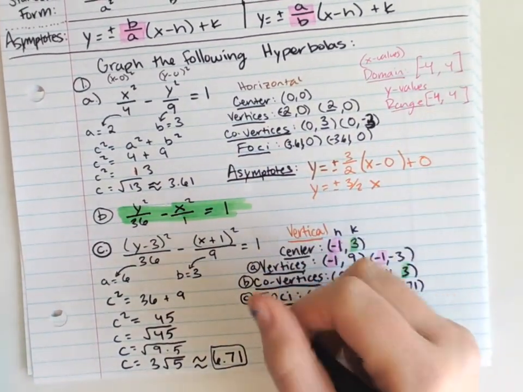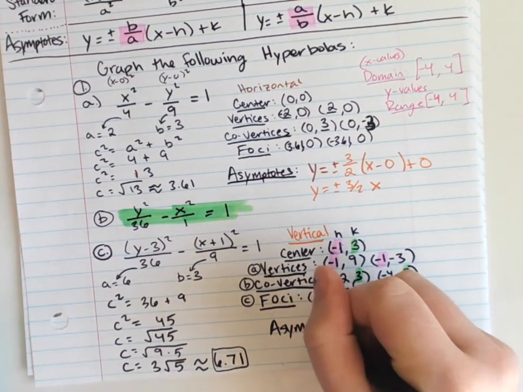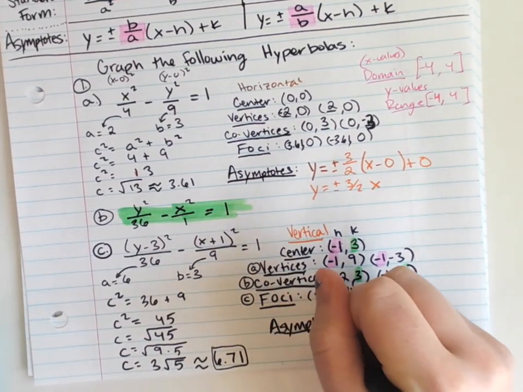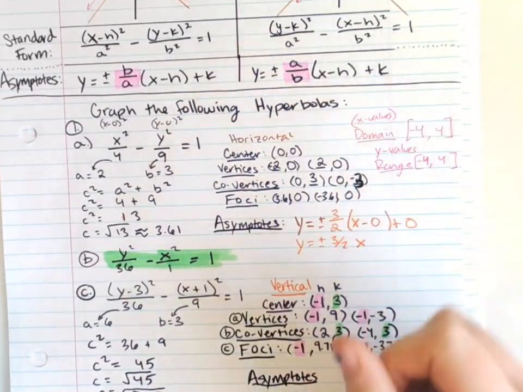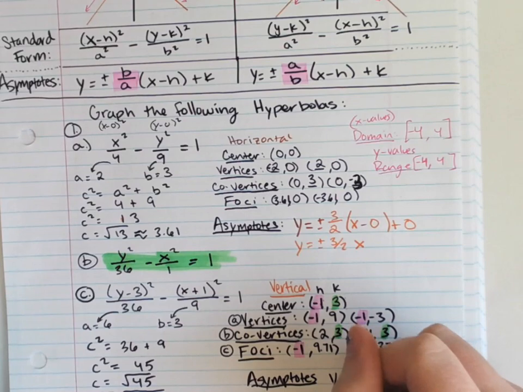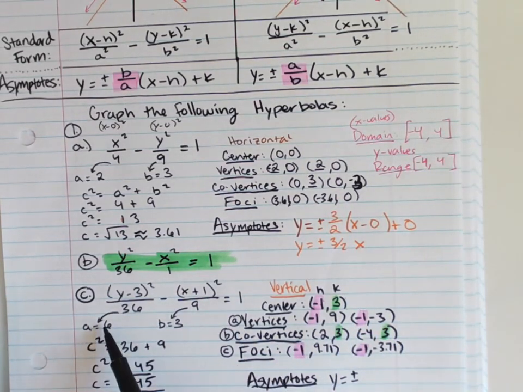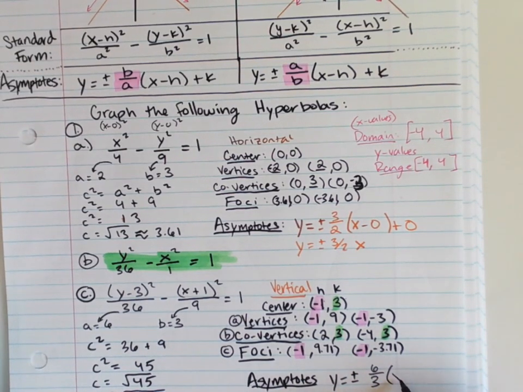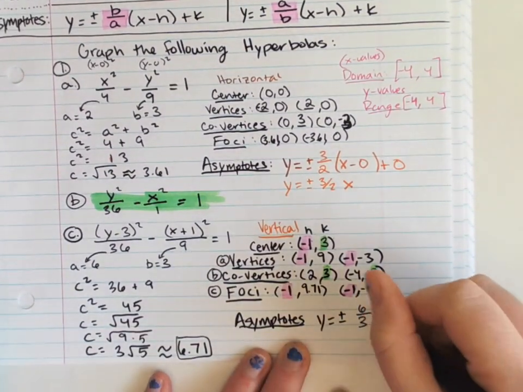Now we need to talk about our asymptotes. Since it's vertical, we're going to be doing this A over B business. Y equals plus or minus A over B. So A is 6 over 3. X minus H, so it'd be minus -1, or just +1.